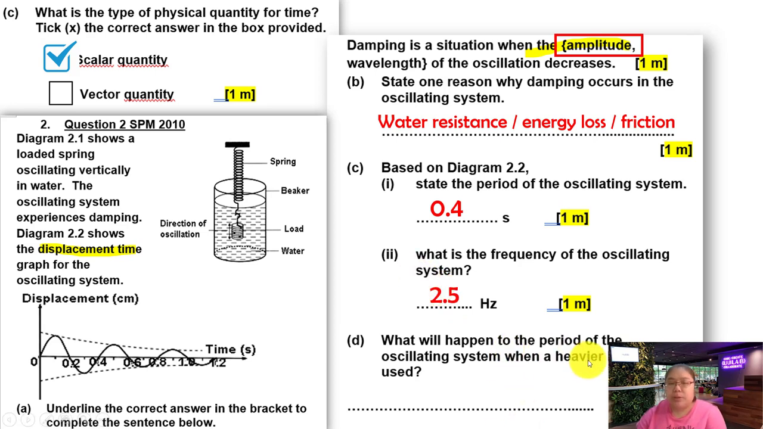So what will happen to the period of the oscillation system when a heavier load is used? If I'm using a heavier load, what do you think about the oscillation? Will it stop faster or slowly? Okay, we check the answer. You find it will increase. The mass increases, so the period of oscillation will increase. Reason? Because of inertia, it cannot stop immediately. So you find the period of oscillation will increase.